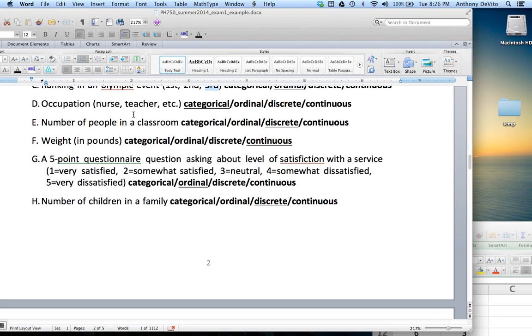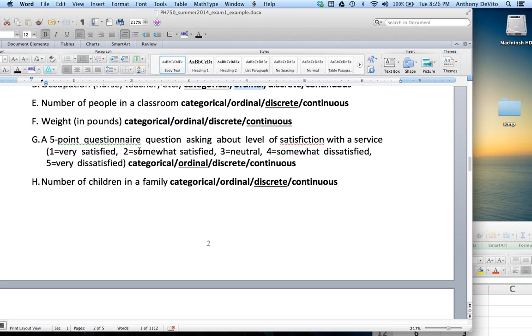Okay. Occupation: a nurse, teacher, etc. Okay. So that would be categorical. It wouldn't be ordinal because you're not going to rate one higher than the other. Of course, if we had said private, corporal, sergeant, lieutenant, that would be ordinal, if we were talking about rank in the military. Weight in pounds. Anybody want to tell me what weight in pounds is?